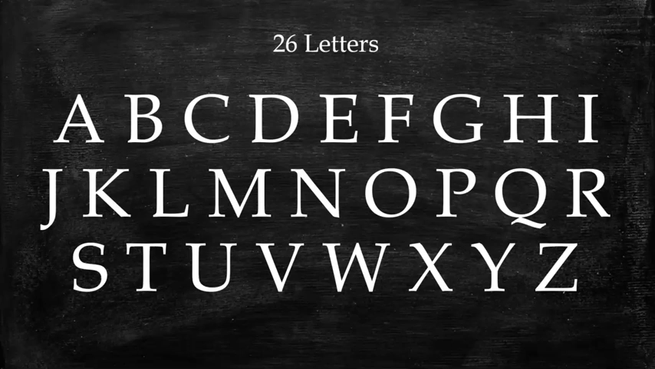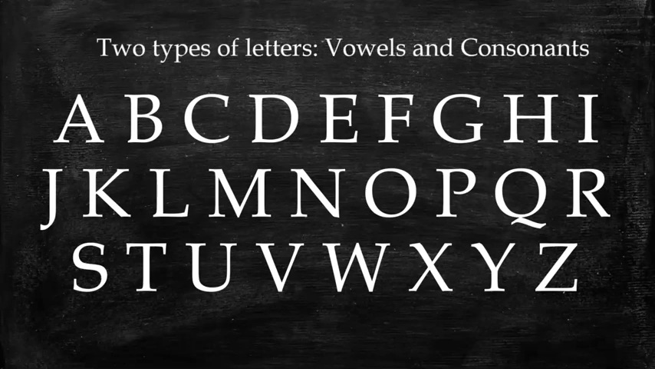There are two different types of letters, two different categories in English. They are vowels and consonants. So every one of the 26 letters in the English alphabet fits into one of those two categories. Now, let's take a look at vowels.